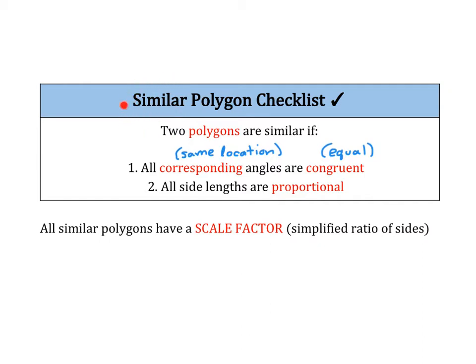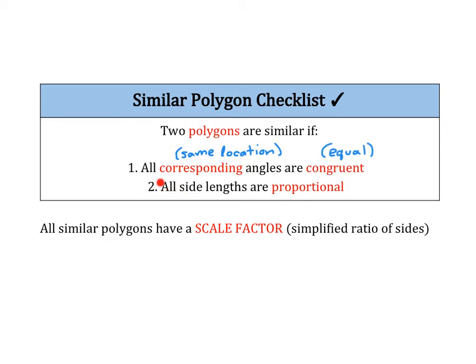In real life, similar means that two things have some things in common, but they're not exactly the same. In math, we consider two polygons to be similar only if they meet two specific requirements. 1, all corresponding angles must be congruent. And remember, corresponding just means they're in the same relative location within the polygon. And congruent, of course, means equal.